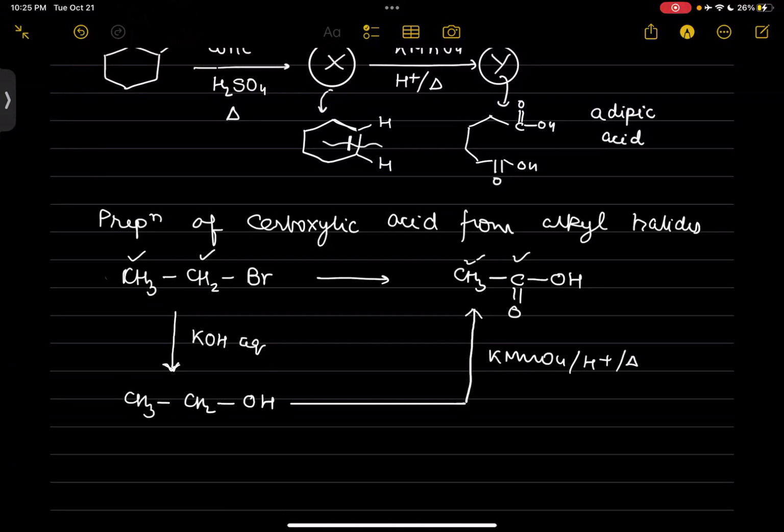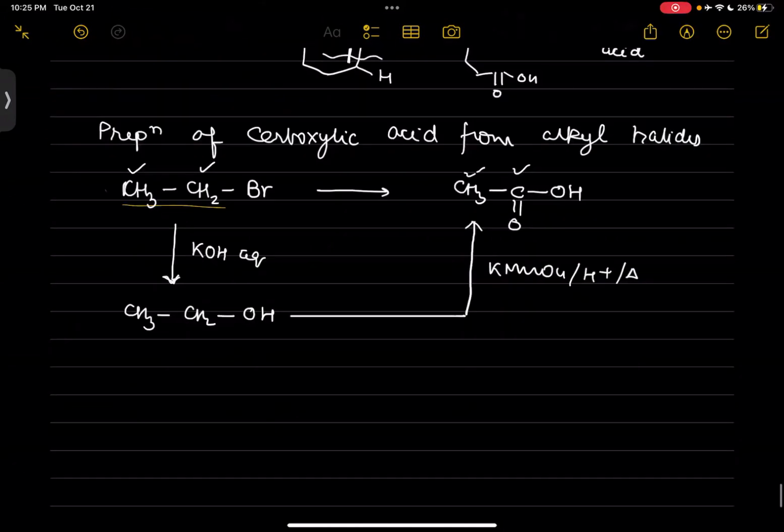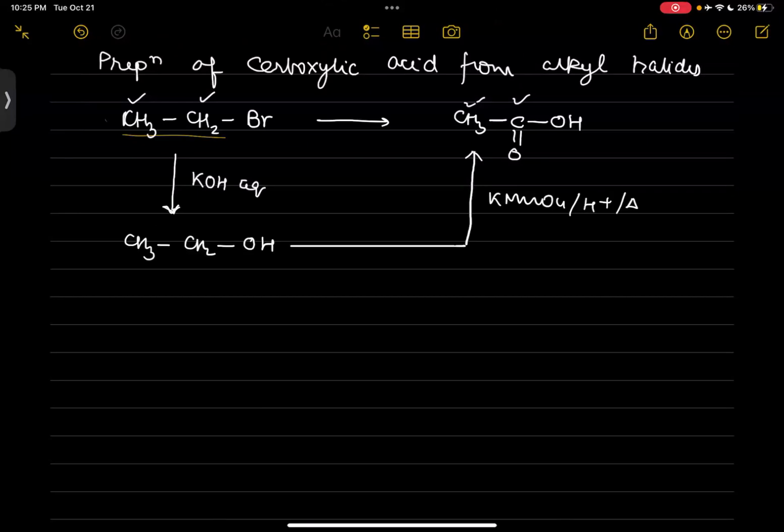Using KMnO4/H+. Got it? Clear or not? But the next method is, suppose I ask you to convert ethyl bromide, or bromoethane, to propanoic acid.